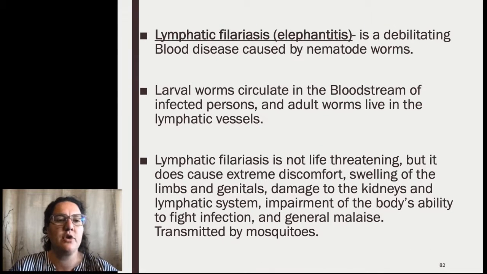We can also have a disorder called lymphatic filariasis or elephantiasis, which is a debilitating blood disease caused by nematode worms. So we have an inflammation due to worms. Larval worms circulate in the bloodstream, and adult worms live in the lymphatic vessels, which is what helps move fluid away from body tissues. This is not a life-threatening condition, but it does cause extreme discomfort and swelling of the limbs and genitals because that's where our lymph nodes could be, damage to the kidneys and lymphatic system, impairment of the body's ability to fight infection, and general malaise. And again, it's transmitted by mosquitoes. So mosquitoes carry a lot of different blood disorders.